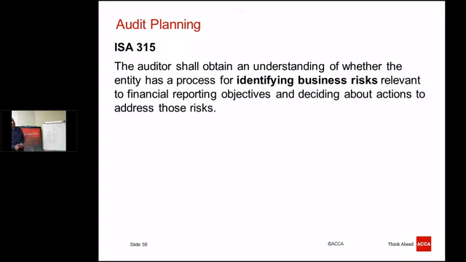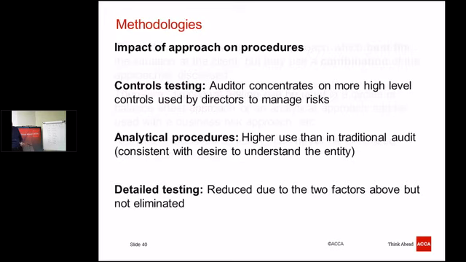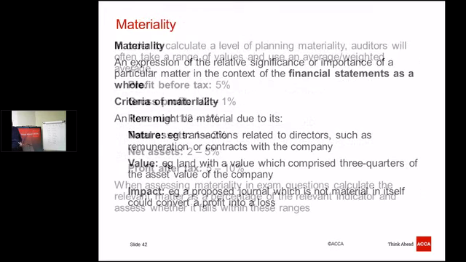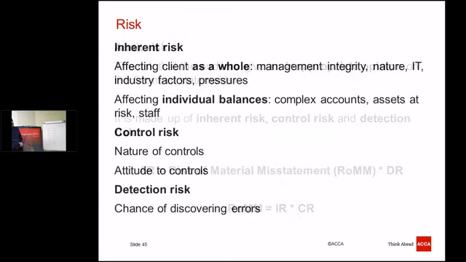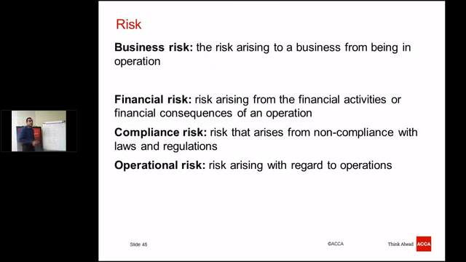Now, the basic premise on which ISA 315 is based, the objective, as you can see on the slide in front of you, is that the auditor should obtain an understanding of whether the entity has a process for identifying business risk relevant to financial reporting objectives and deciding about actions to address those risks. So there are key concepts about business risk, and there is some theory behind that as well. Business risk has 3 components: the financial risk, compliance risk, and operational risk. Of course, these are risks that you would be well aware of.